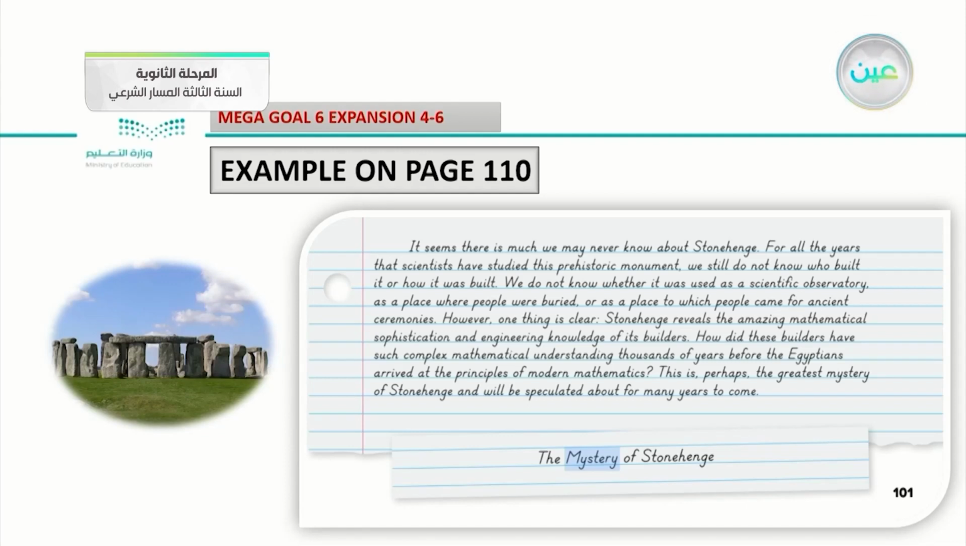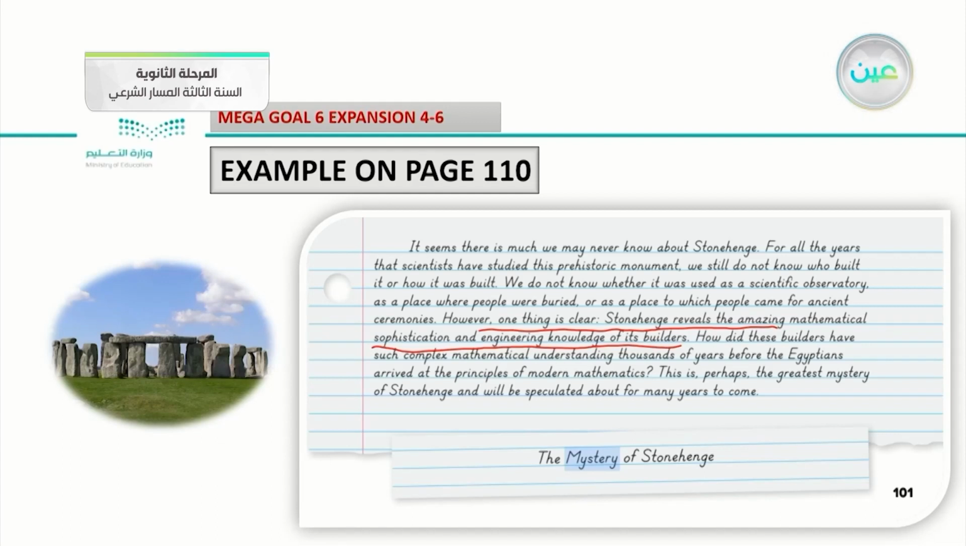And at the end, the mystery of Stonehenge, which means this quoted text is taken from the conclusion according to that title. At first, when we look at this conclusion, he put something inside it. He put "one thing is clear". They give examples for that amazing mathematical sophistication in his essay. And he also gave a definition for it, engineering knowledge of its builders.